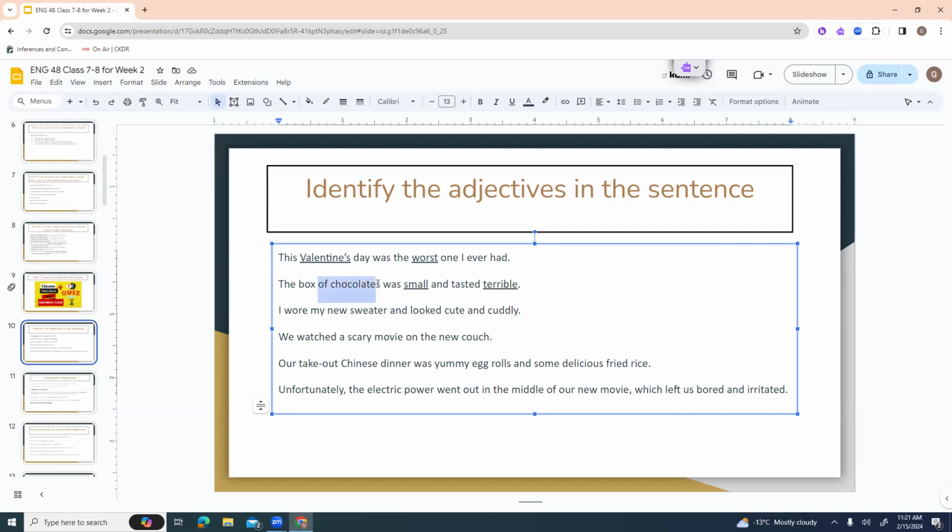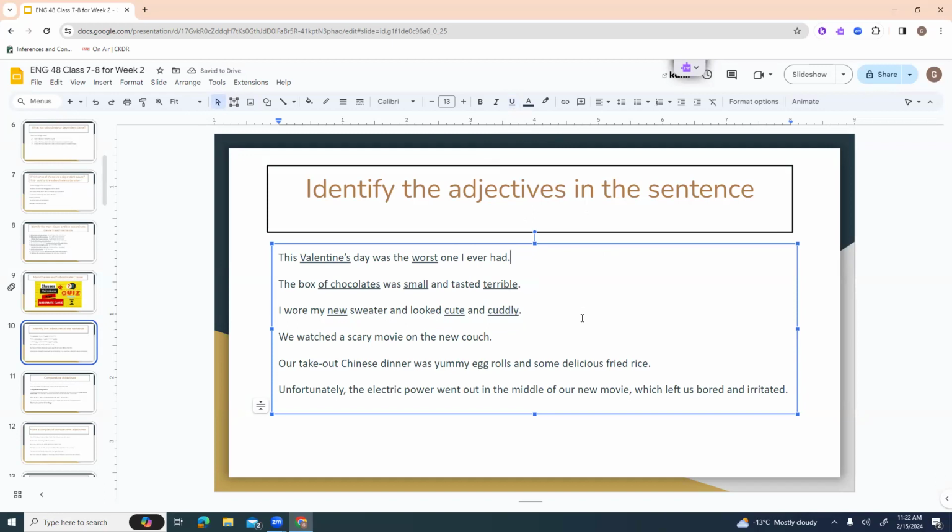Okay, I'm going to underline that because chocolates is describing what kind of box you have. Okay, I wore my new sweater and looked cute and cuddly. So where are the adjectives in this sentence? New is describing the sweater, and then cute and cuddly is describing the I, which sounds funny, but I don't know how else to put it.